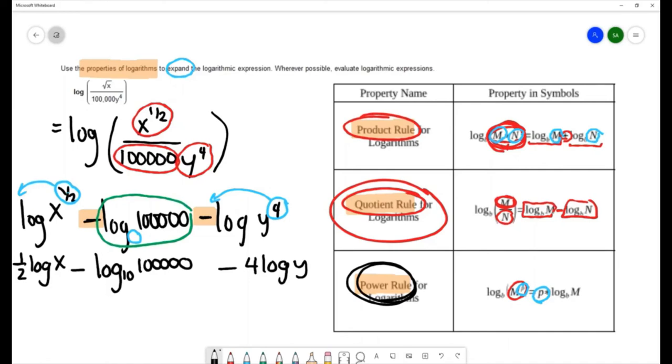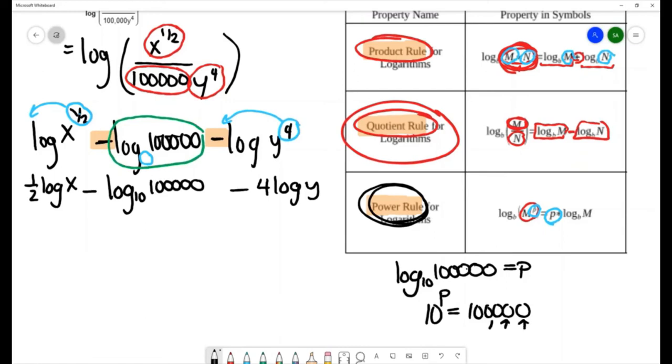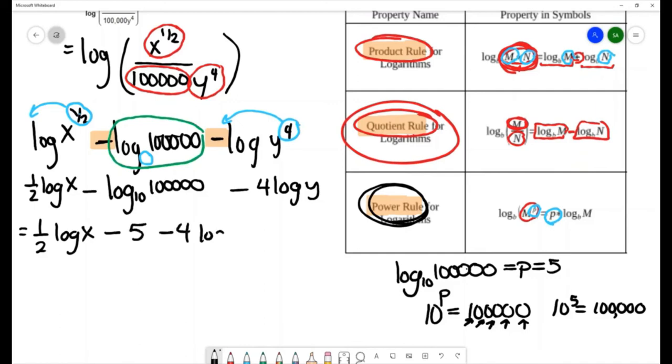And we'll do this work on the side over here. I want to figure out what log base 10 of 100,000 is. So we have a strategy where we say, I'm not sure what this equals. Let me rewrite it as an exponential. As an exponential, we would say the base of 10 to what power is equal to 100,000. And I know by counting these zeros that 10 to the 5th power is 100,000. And so that must mean that our power is 5 and that log is 5. So this is going to equal 1/2 log of x minus 5 minus 4 log of y.